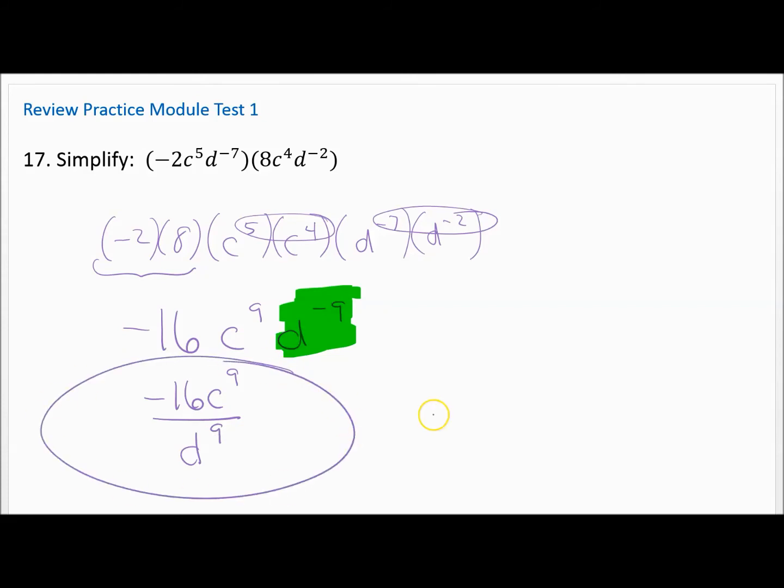Another thing you could do is move that negative in the front to in front of the whole fraction. So -16c to the 9th over d to the 9th. Both of those answers are appropriate. You don't want to leave negatives in the denominator, like this negative number right here in the denominator. You don't want to do that, okay? And you don't want to ever leave negative exponents. So that's completely simplified. Either one's appropriate.